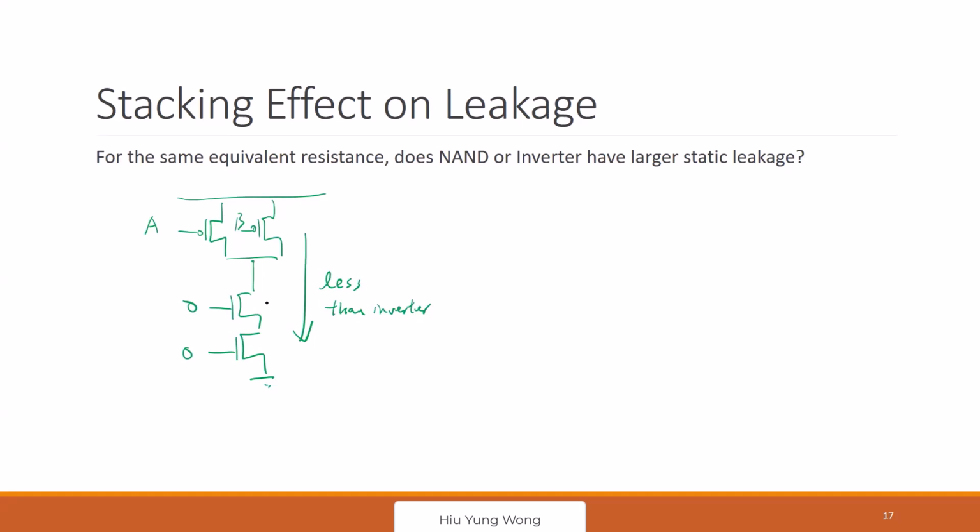So why is that? First of all, VTH1 is larger than VT0. Can someone tell me why? We just discussed it last time. Body effect? Yes. Because of the body effect.